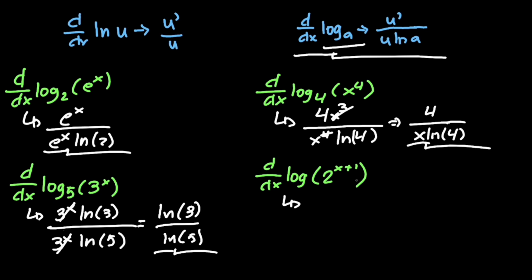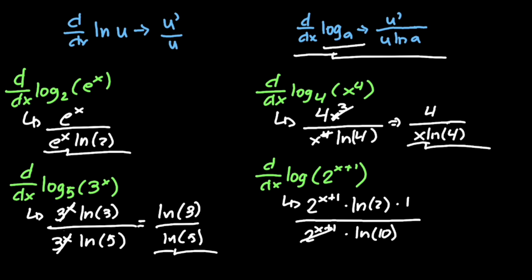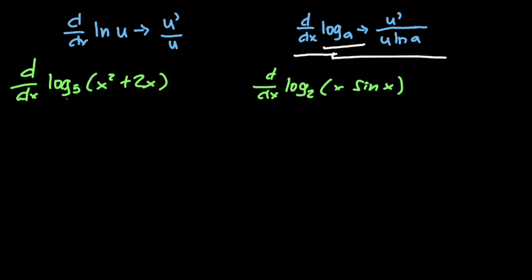The derivative of logarithm of 2 raised to the power of x plus 1 with the base of 10 is 2 raised to the power of x plus 1 multiplied by ln of 2 multiplied by the derivative of x plus 1, which is 1, over 2 raised to the power of x plus 1 multiplied by the natural logarithm of 10. These two will cancel each other out, so your final answer would be natural logarithm of 2 over natural logarithm of 10.